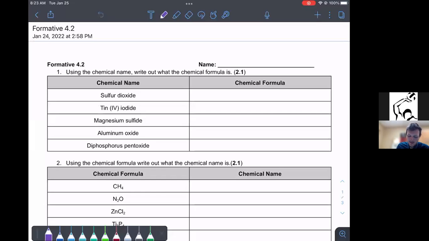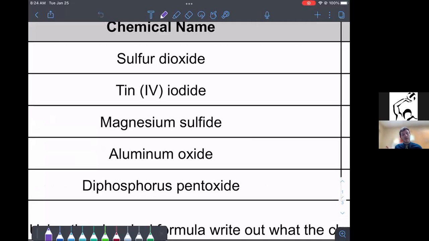Hey, ladies and gentlemen. So for formative 4.2, we're looking at first identifying if it's ionic or covalent. So we look at these four. The first one, sulfur and oxygen are both nonmetals. So this is going to be a covalent compound.